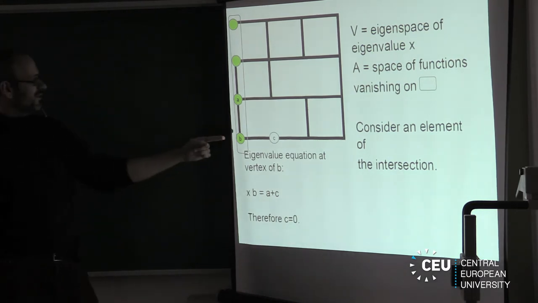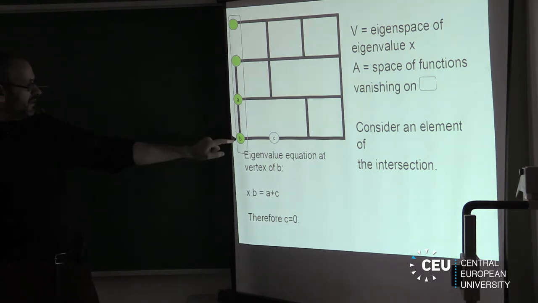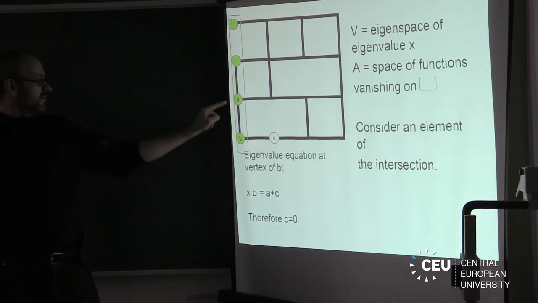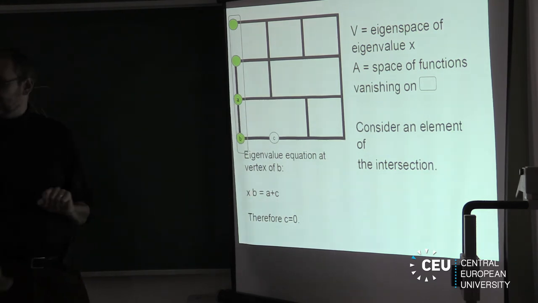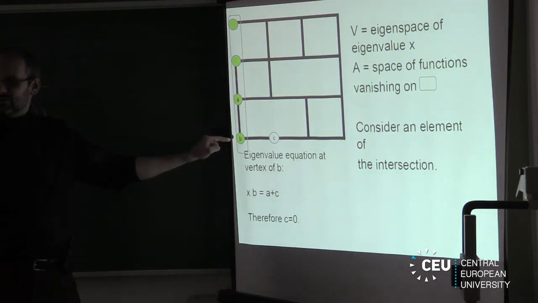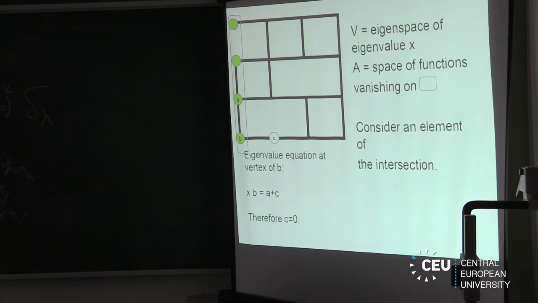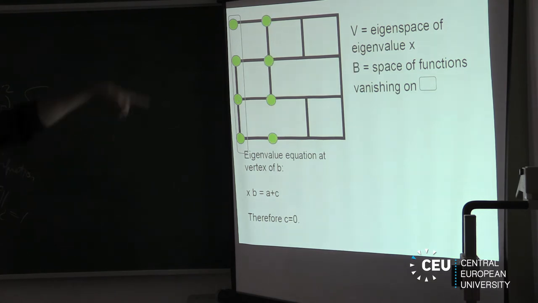So you write the eigenvalue equation at this vertex b. Okay. So what does that tell you? It tells you that the eigenvalue times the value here is the sum of the neighbors. So x times b is equal to c. But look at this, this is zero, that is zero, we already know. Okay, so c has to be zero. So in fact, this thing has to vanish at c as well, from this eigenvalue equation. And we can continue, right? It has to vanish all the time. And it has to vanish on the next one as well.